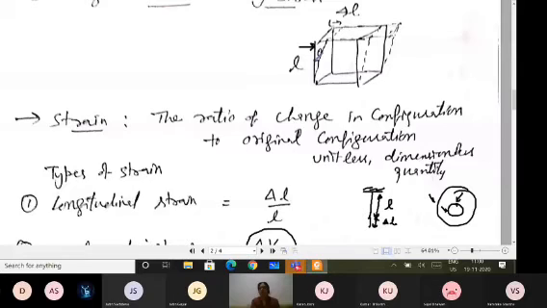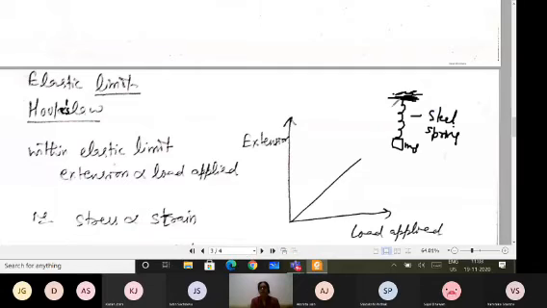So I can have these three types of strains with me, depending upon the stresses which are provided. In the Hooke's law experiment which we have already done, I was applying the force and removing the force, and my readings for the extension were coming the same. So within that limit, if I plot the graph for the load applied and the extension produced, they are directly proportional, which is your Hooke's law.